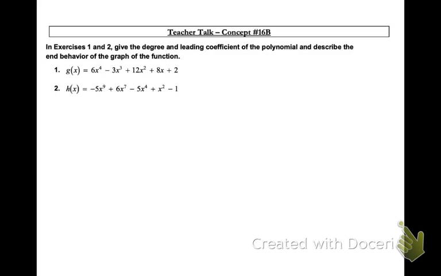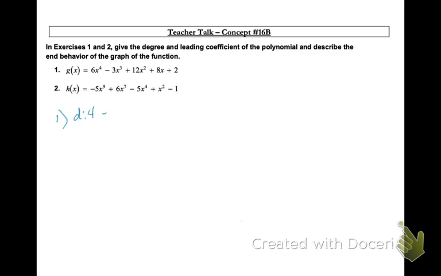So the first thing is that knowing characteristics of polynomials will help us ultimately see what this function is doing and what the graph looks like. So let's look at these and state the degree and the leading coefficient and then describe the end behavior. So number 1, find the biggest exponent term for the degree.